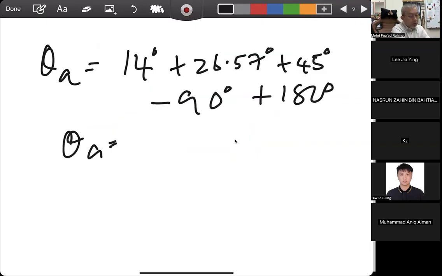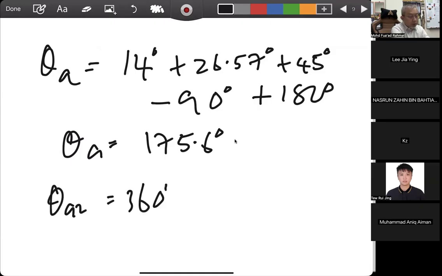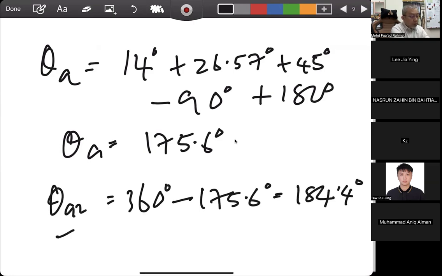So theta A is about 175.6 degrees. Okay. And theta arrival 2, the next conjugate of 175.6 degrees, is equal to 184.4 degrees. This is the second arrival angle of the second zeros. This one is the first arrival angle of the first complex conjugate zeros.